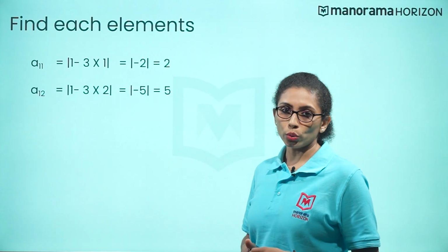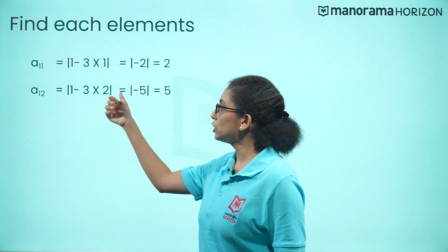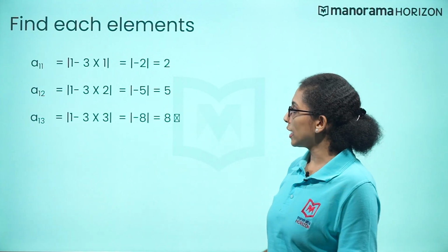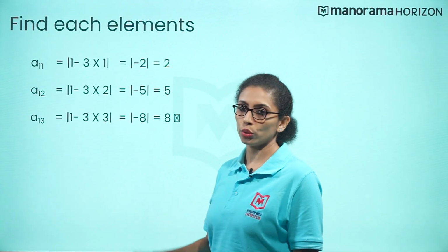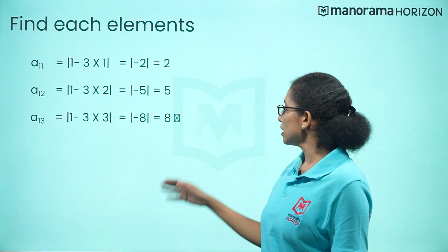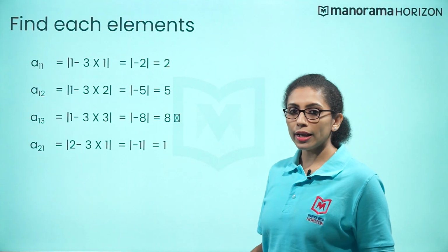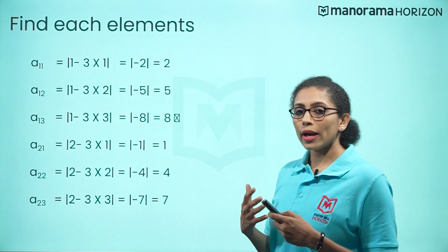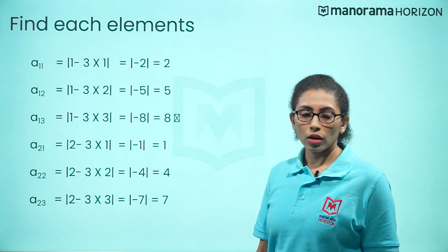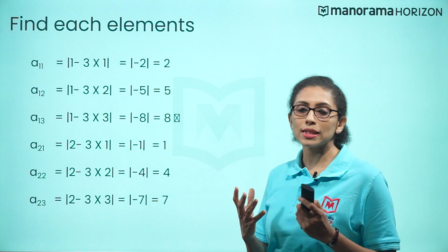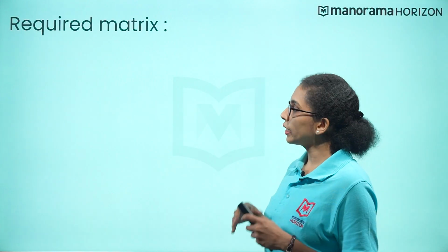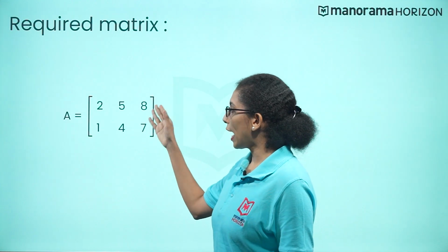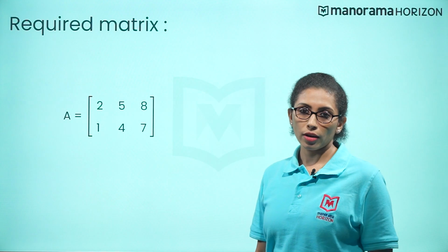Similarly, A12 is equal to modulus of 1 minus 3 into 2, and we get it as modulus of minus 5, and that is equal to 5. A13 is equal to modulus of 1 minus 3 into 3, which is equal to modulus of minus 8, which is equal to 8. Similarly, we can find A21, A22 and A23, and we calculated and found them as 1, 4 and 7. Since it is a modulus function, we know it always gives a positive value, right? So, the required matrix is A is equal to square bracket 2, 5, 8, 1, 4 and 7, right?